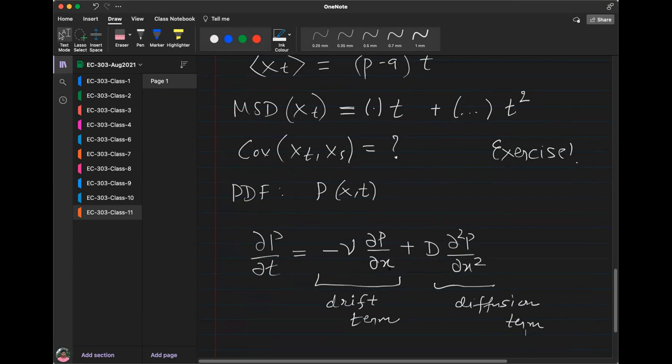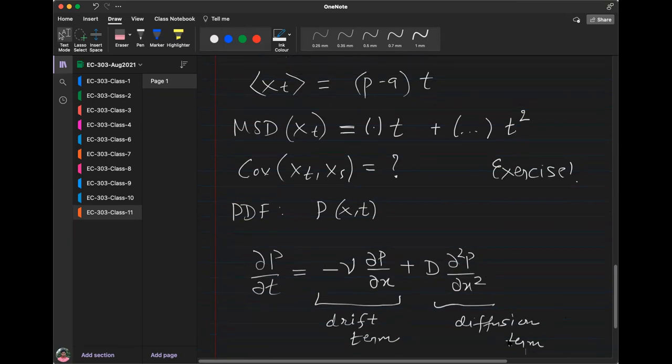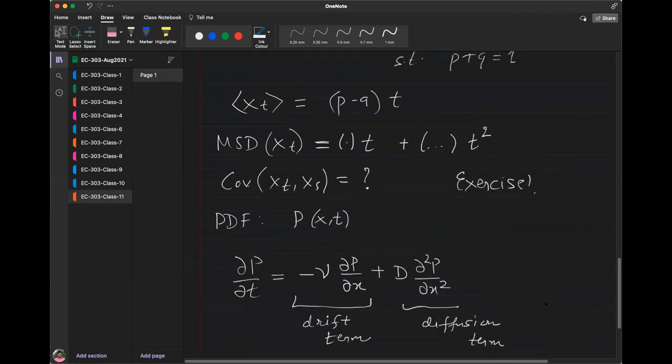Typically when we say drift, it has a sense of directionality, or a sense of deterministic nature to it. So for example here, the mean displacement is increasing with time, meaning the animal is going in some direction. That's what the drift term usually captures. And then we have a diffusion term that captures more about the randomness.